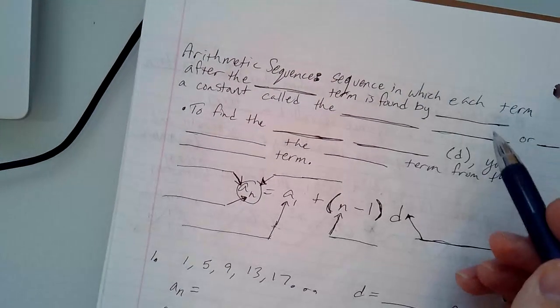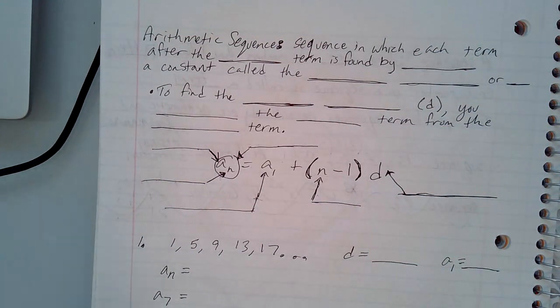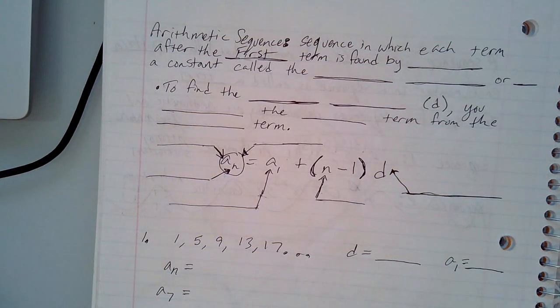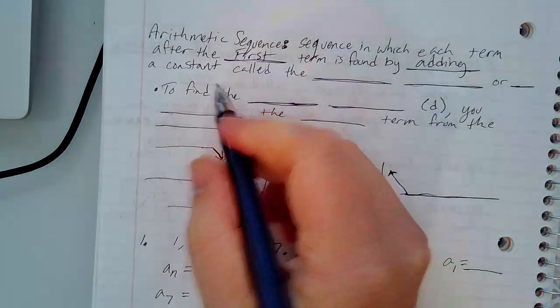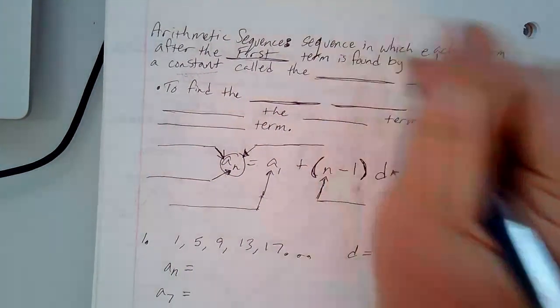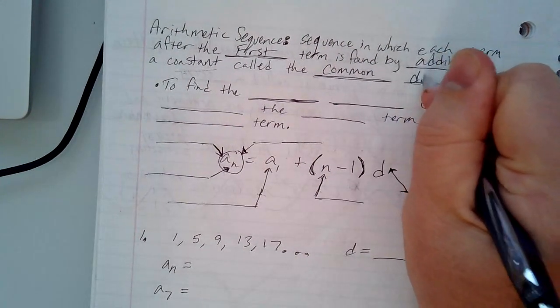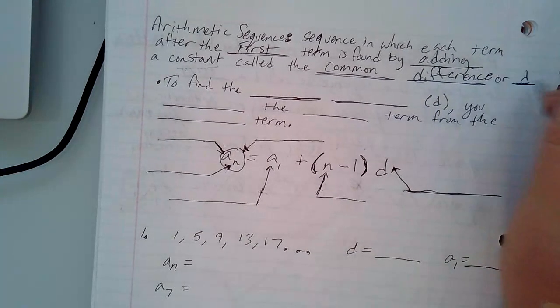An arithmetic sequence is one in which each term after the first term is found by adding a constant called the common difference. It's called adding a constant value. You remember that constant value in the example was 3. We added 3 over and over and over again. We call this the common difference, and it has a variable letter of D.